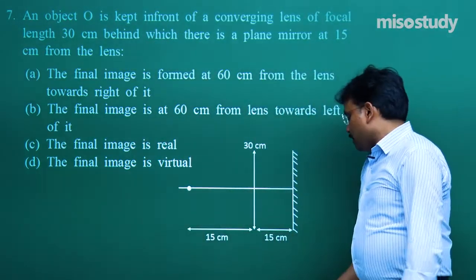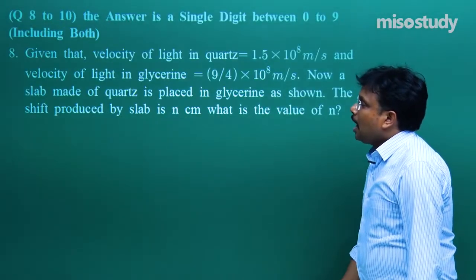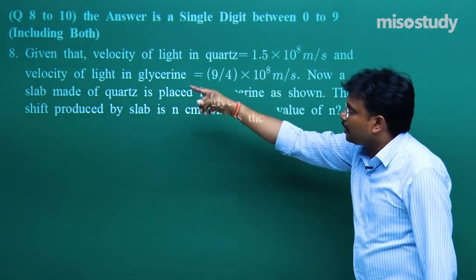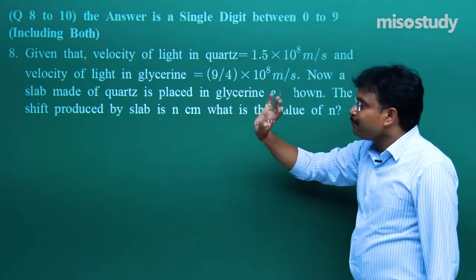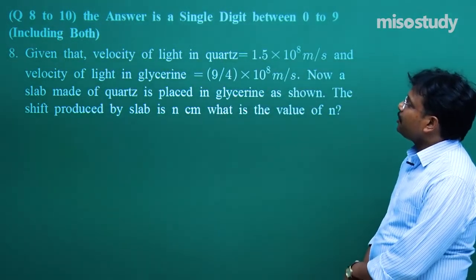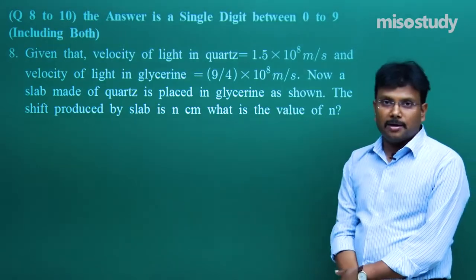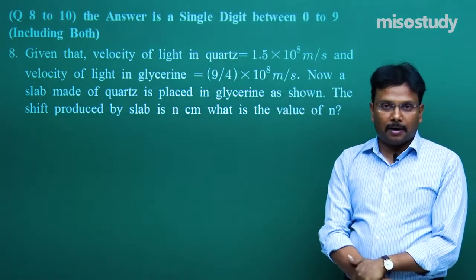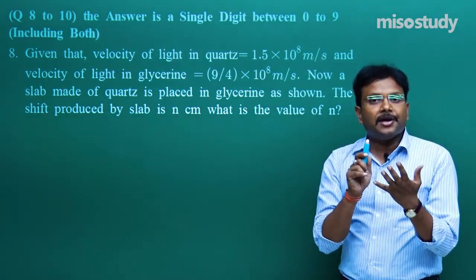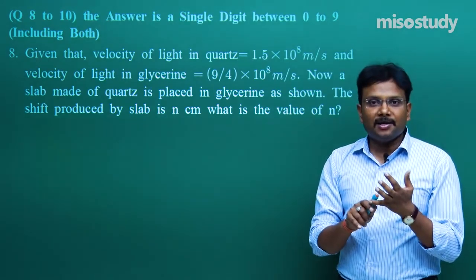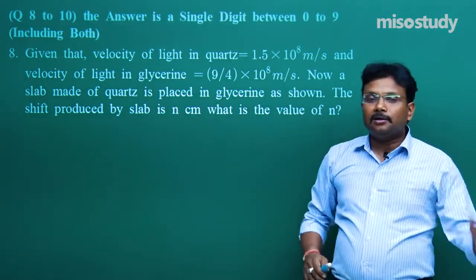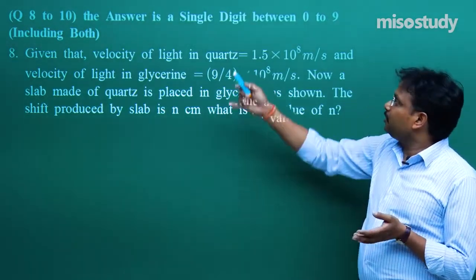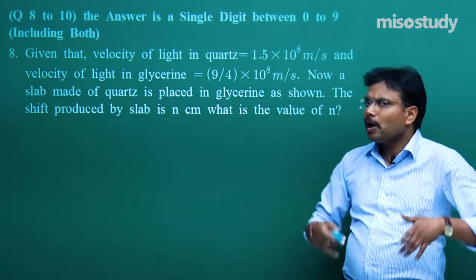Fine. Here comes question number 8, and the instruction is going to be same for question number 8, question number 9 and question number 10. What is the instruction? Answer is a single digit between 0 to 9, including both. Why am I doing all this? Because in JEE Advanced pattern, one format of the questions is only one correct. Second format is one or maybe more than one correct. Third format is matrix match. Fourth format is paragraph based. Fifth format is this integer type, or analytical type.